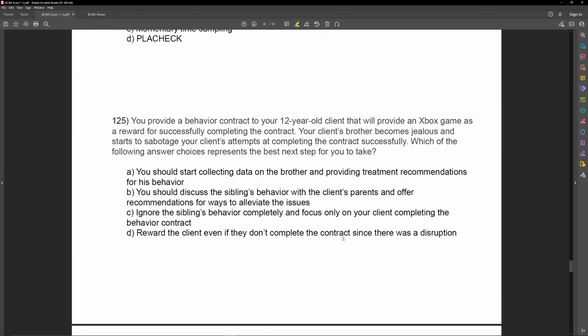Typically with a behavior contract, we sign it and that's it. We don't alter that contract. If we're going to alter the contract, we need to make a brand new contract, but typically we want to avoid that. Once we have that contract in place, we want to see it through. However, your client's brother is now sabotaging your client. What do you do? How do we handle this situation? A, you should start collecting data on the brother and providing treatment recommendations for his behavior. Is the brother your client?